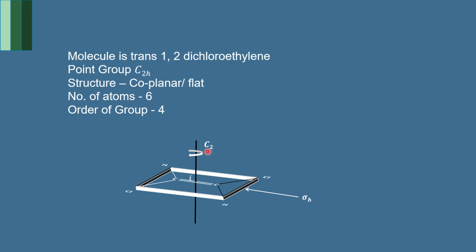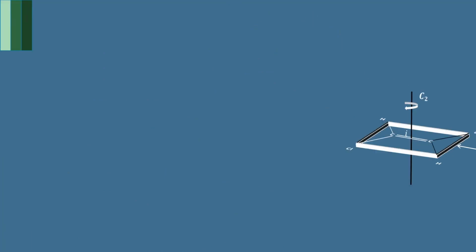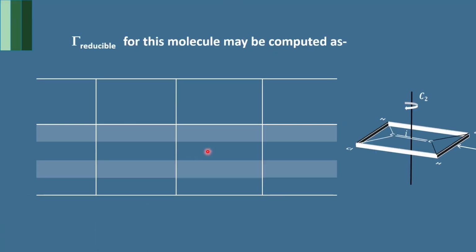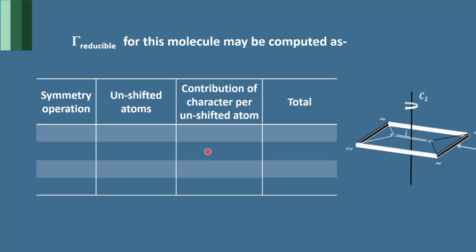And the order of the group for this particular molecule is 4: identity, C2, sigma h, and the center of symmetry. So, what is unique or typical about that molecule that we are going to see? If we try to find out how many symmetry operations there are, and if you want to calculate the number of unshifted atoms, then we'll do as we did in the earlier case.